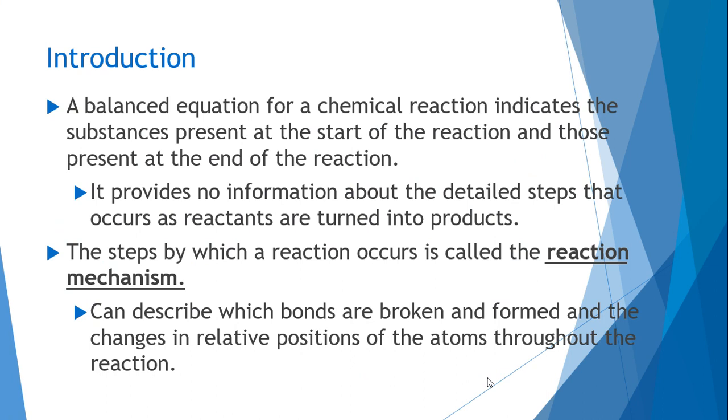So as a little bit of an introduction, a balanced chemical equation for a chemical reaction indicates the substances at the start of a reaction, which we call reactants, and those present at the end of the reaction, which we call products. But so far we haven't learned any information about what happens between these steps, from part A to part B. The steps by which a reaction occurs is something called a reaction mechanism.